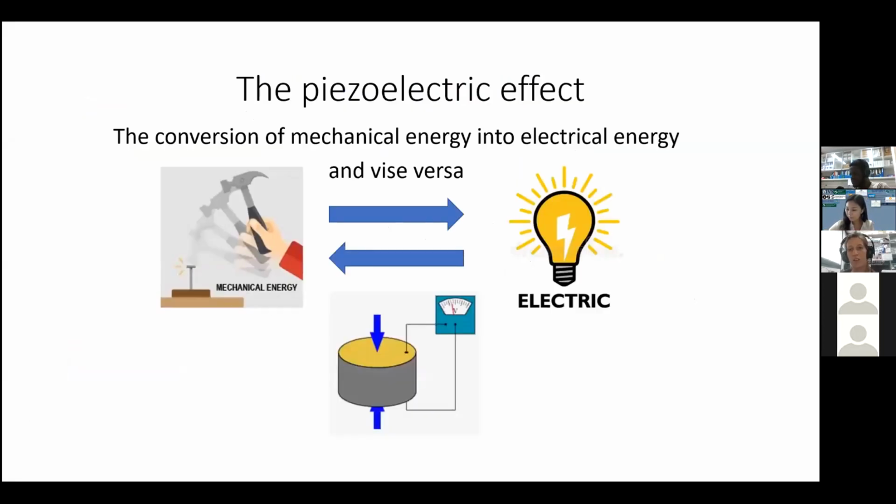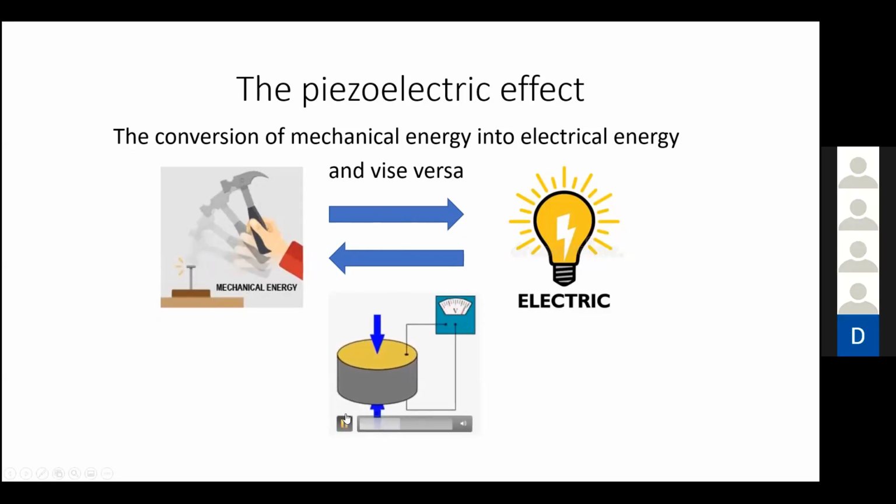First I would like to start with a short introduction about the piezoelectric effect. The piezoelectric effect is described as the conversion of mechanical energy into electrical energy and vice versa. If mechanical stress is applied on a piezoelectric material, electric charge will be accumulated. This is considered the direct effect. When a piezoelectric material is subjected to an electric field, strain will be developed, and this is referred to as the indirect piezoelectric effect, as you can see here in the video.